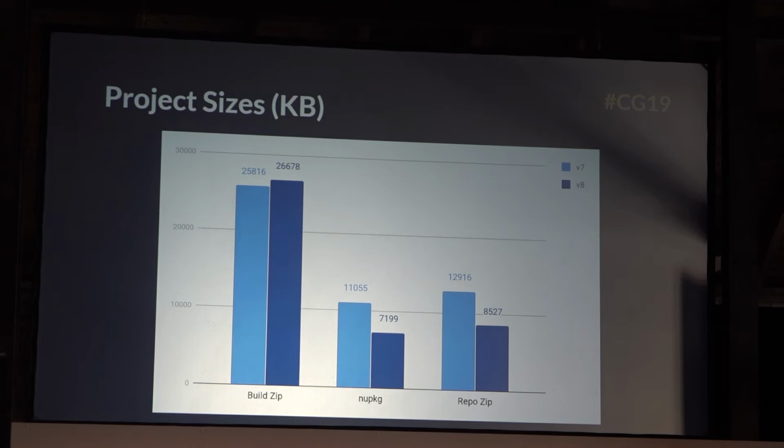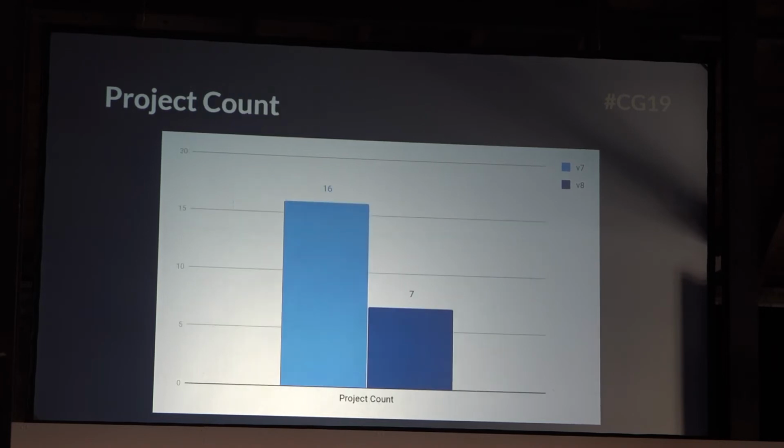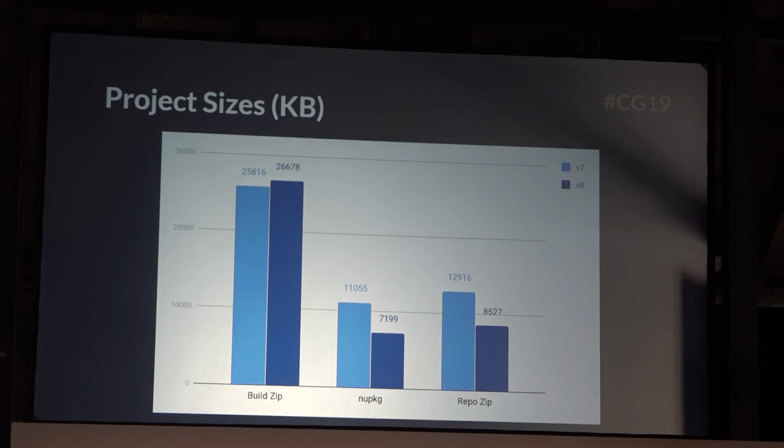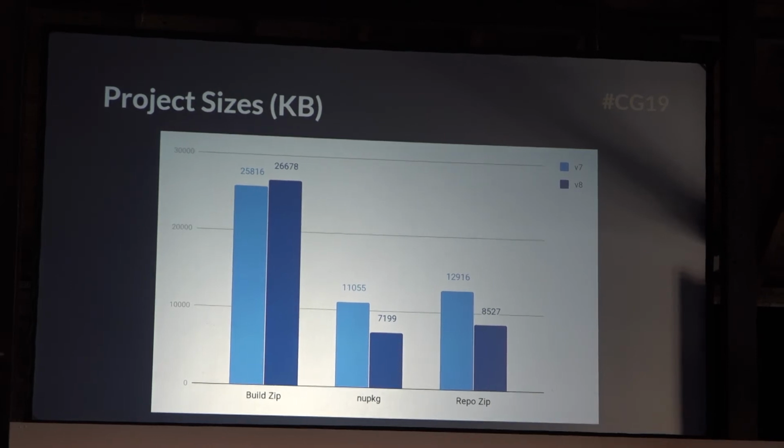Project sizes, our build zip is actually up in V8, and that's because of the dependencies we ship with, not because of our code. And it's not a bad thing or anything. But our NuGet package file is much smaller. That's because we've got a code reduction. And the zip, when we zip our repository, is much smaller, and that's because of the code reduction.